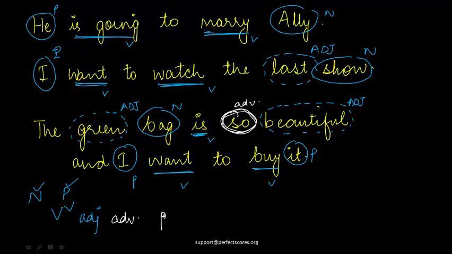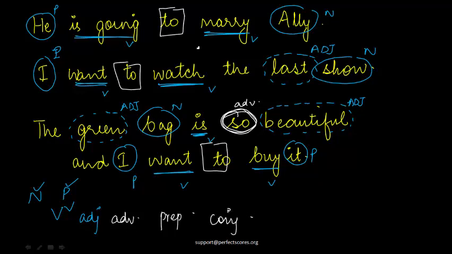Let's look at prepositions. You have lots of prepositions. To is a preposition, and over here as well. So we've done with nouns, pronouns, verbs, adjectives, adverbs, prepositions. Let's look at conjunctions. Conjunctions would be and. So and is a conjunction because it helps to join the first part, which is the green bag is so beautiful, and the second part, I want to buy it.